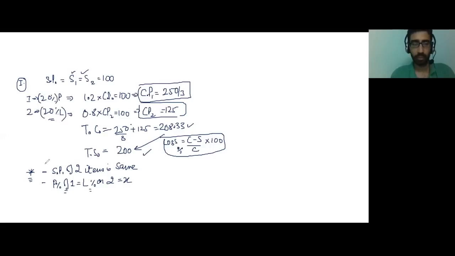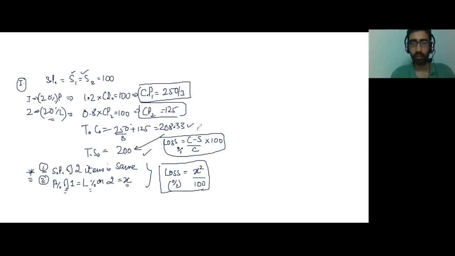If both the conditions are met, condition 1 is met, the selling price of the 2 items is the same, and profit percentage on 1 is equal to loss percentage of the second, then this always leads to a loss percentage of X square. The X was our profit or loss percentage. This loss percentage is equal to X square by 100. Very, very simple and direct formula.